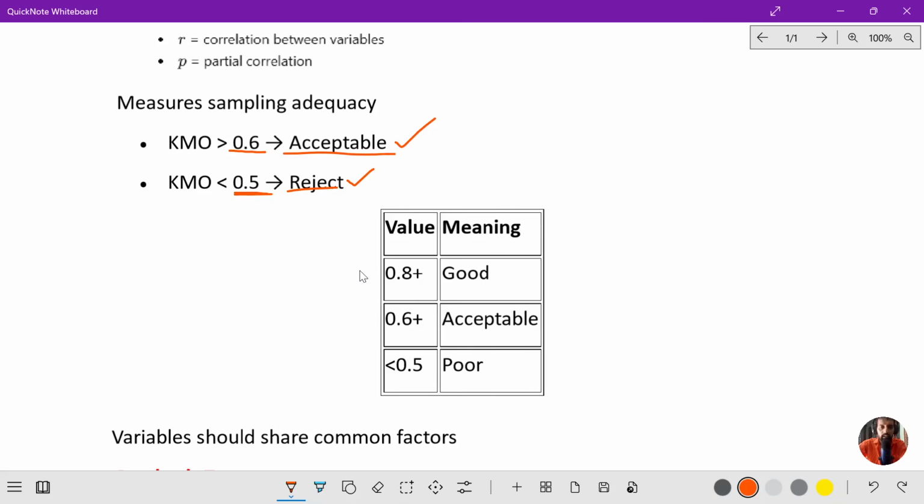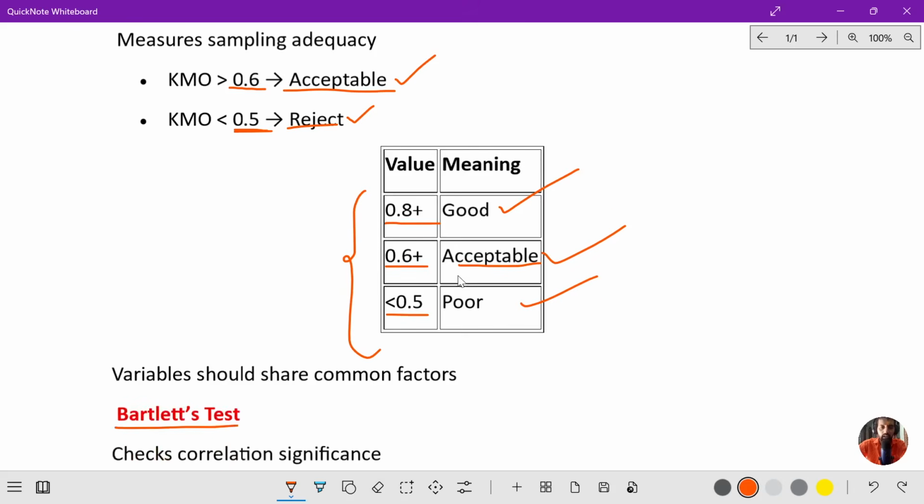Remember, there are different values. If we get 0.8 plus, this is called good. If we get 0.6 plus, we can say this is acceptable, and less than 0.5 is called poor. So poor means less than 0.5. Acceptable means the value in between, here you can see 0.6 plus. If we get 0.8 plus, this is called good. So these are the KMO test values. Variables should share common factors.